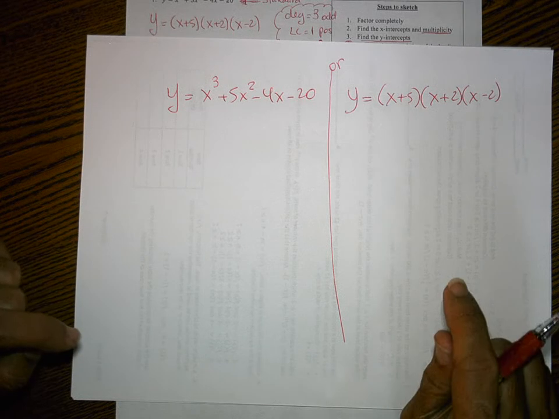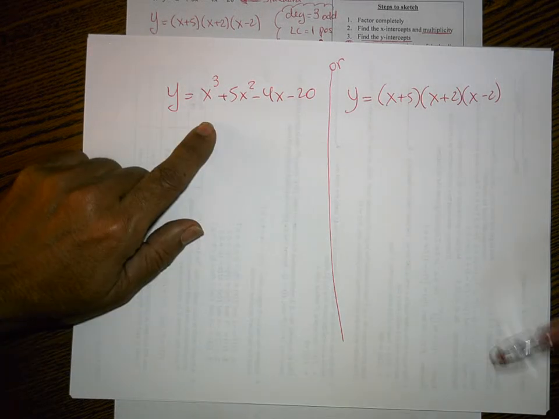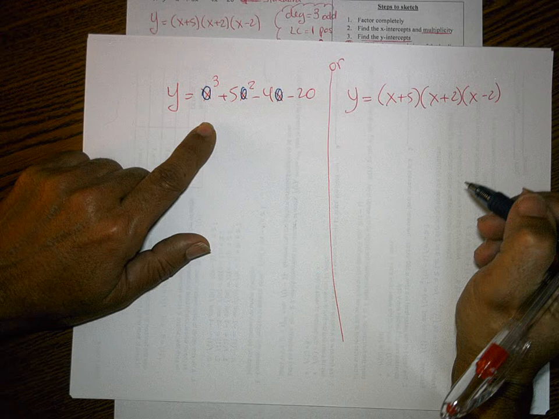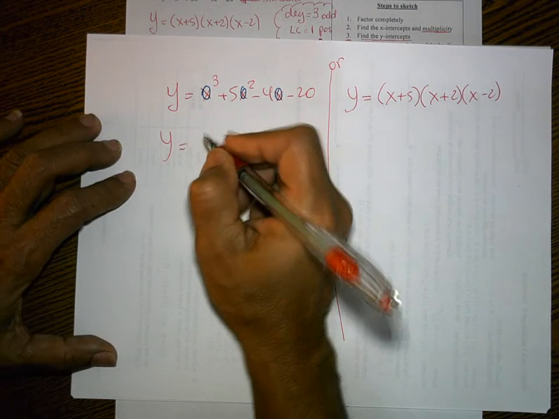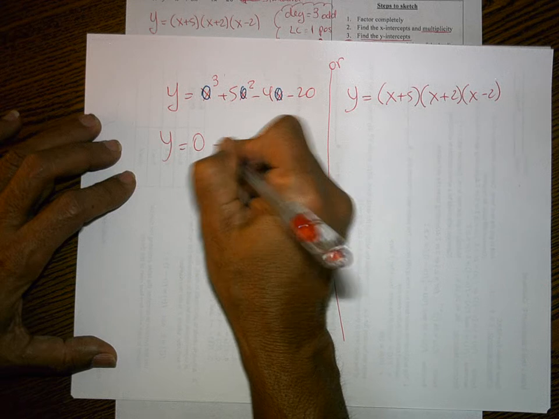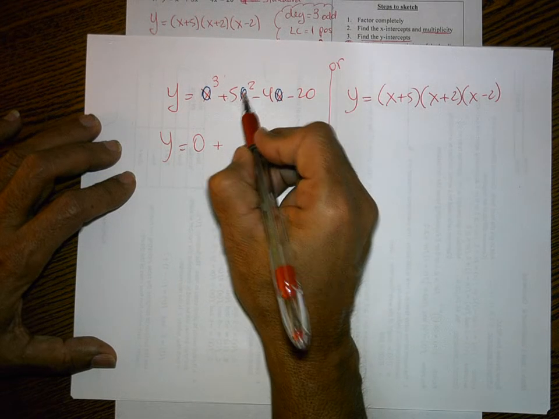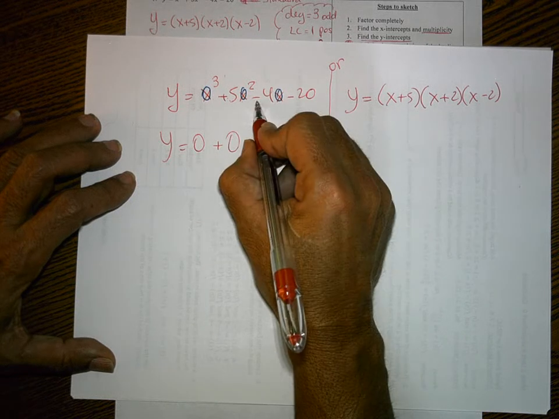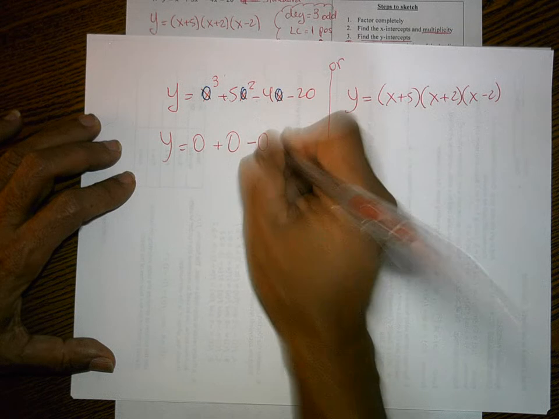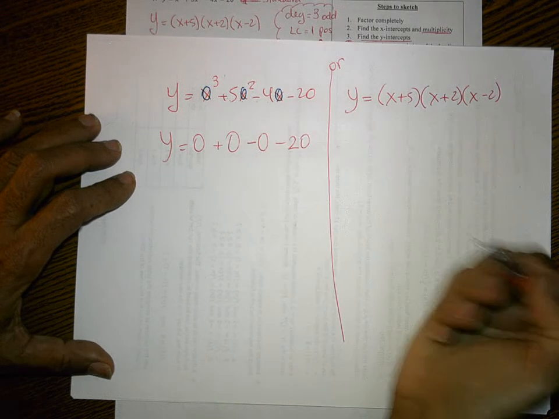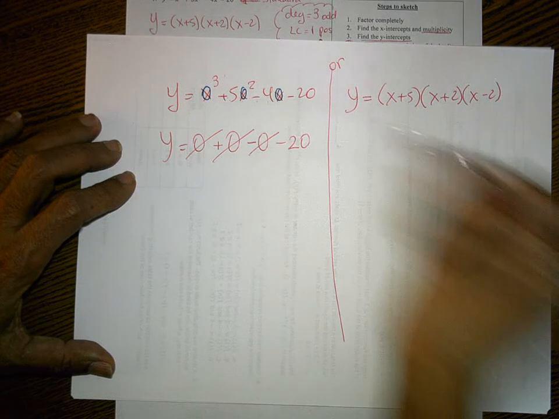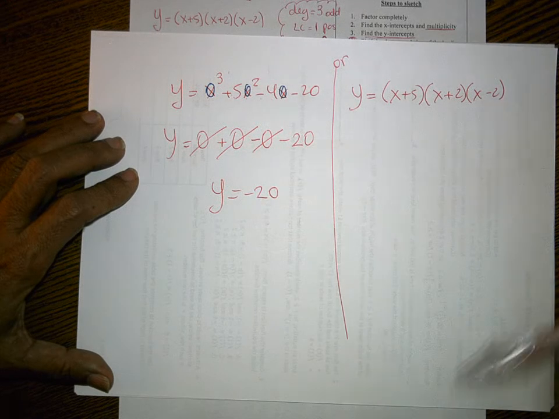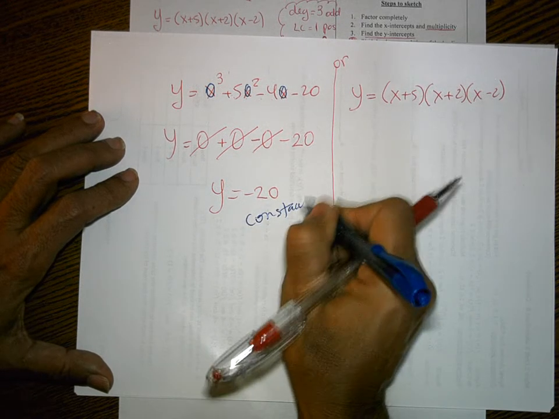Okay? I like the standard form first, because if I substitute the x's for a 0, I'm looking for the y, so I don't want the x's. I will get y equals 0 cubed is 0, plus 5 times 0 squared, well, 0 squared is 0, and 5 times 0 is still a 0. Negative 4 times a 0 is still a 0. And then I just have a negative 20. So 0 plus 0 minus 0 is 0, and we get the y-intercept of negative 20, which is the constant in the back right here.